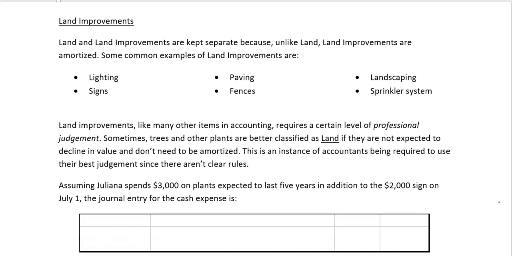Land improvement, like many other items in accounting, requires a certain level of professional judgment. Sometimes trees and other plants are better classified as land if they're not expected to decline in value and don't need to be amortized. This is an instance of accountants being required to use their best judgment since there aren't clear rules.